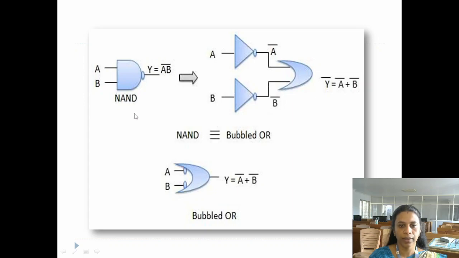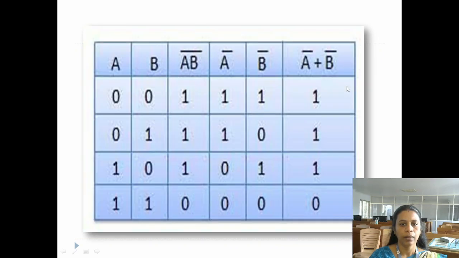That is explained with respect to diagrams. The first one is the direct representation of NAND, where the inputs are a and b and the output y is equal to a dot b the whole bar. Since the NAND gate is equal to bubbled OR, taking the bubble, the inversion of a and b is given to the OR gate, and the output y is equal to a bar plus b bar. So it is clear that ab the whole bar is equal to a bar plus b bar, which is the first De Morgan statement.